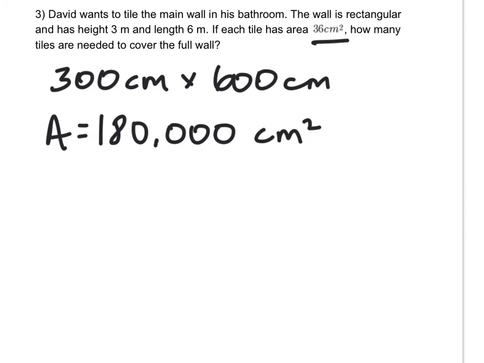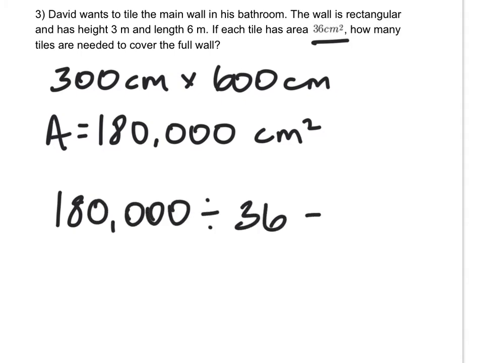So what you do is 180,000 divided by 36. You can do that with your calculator, you can do it on paper, and you're going to find out that the answer is going to be about 5,000. Okay? So you're going to need 5,000 tiles to cover that wall.